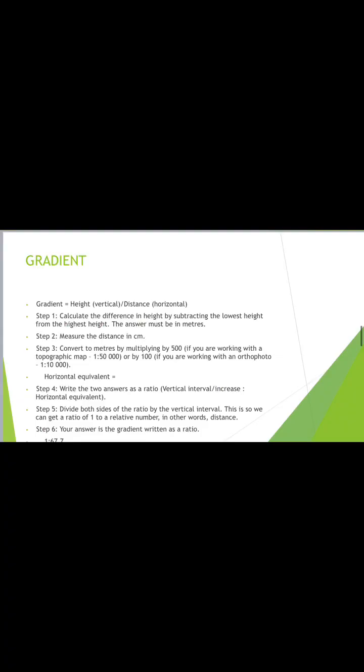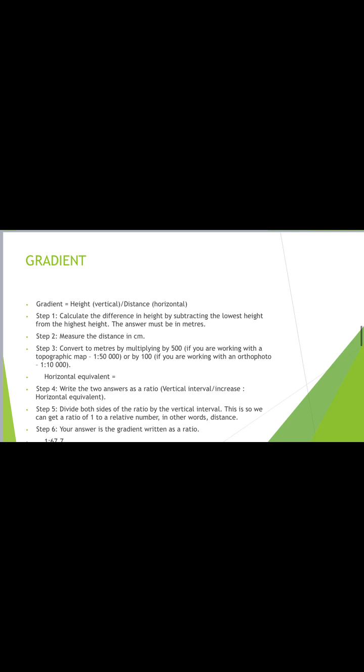On to gradients. Gradient is the height and distance between 2 points on our map. To calculate gradients, we need to only follow these 6 easy steps. In step 1, we calculate the difference in heights by subtracting the lowest height from the highest height. Our answer must always be in meters. Then step 2, we measure the distance in centimeters using our rulers on the map that will be given. Then with step 3, we convert the answer we got in step 2 to meters, by multiplying it by 500 if we were using a topographical map, or by 100 if we were using an orthophoto map.